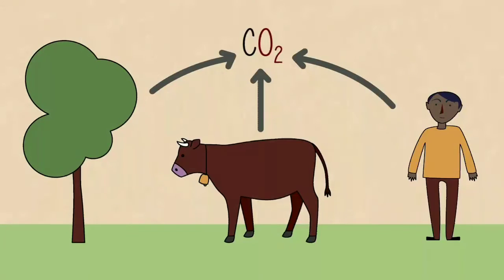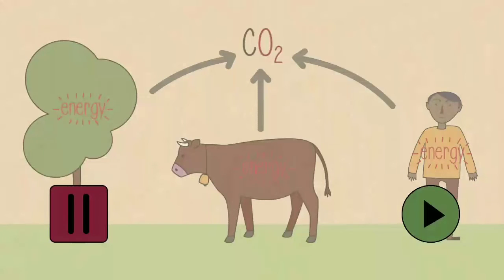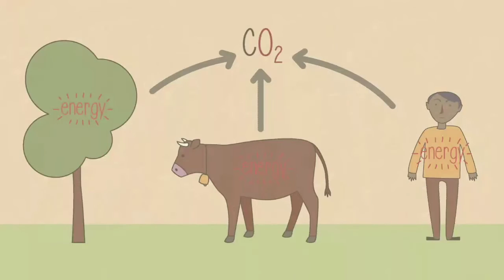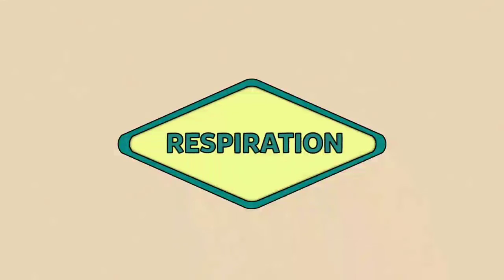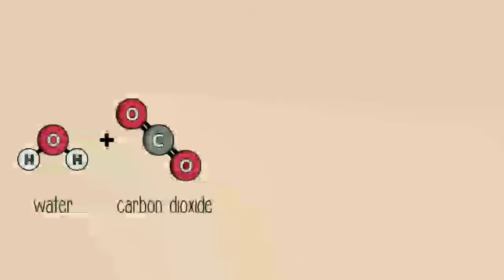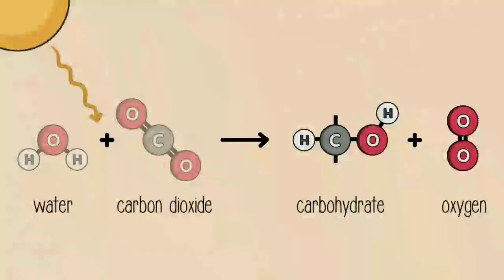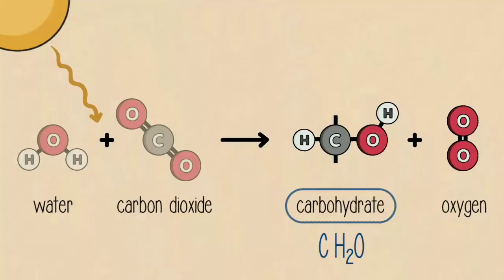Do you know the name of this energy releasing process? Pause the video whilst you think of your answer. Well, it's called respiration, and here is a simple representation of the two processes. First of all, sunlight breaks the bonds, allowing the carbon dioxide and water to form oxygen and carbohydrate, which is a compound of carbon and hydro or water, hence CH2O, a simple representation of the carbohydrate molecule.